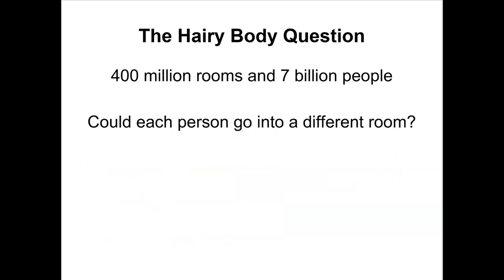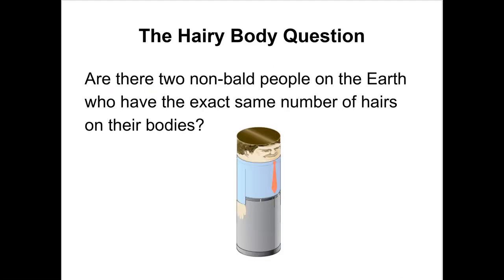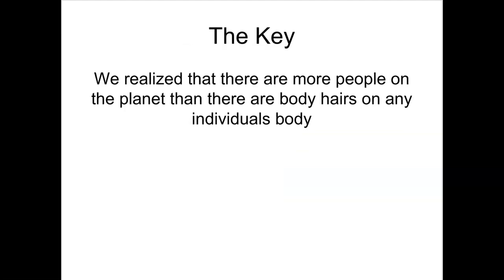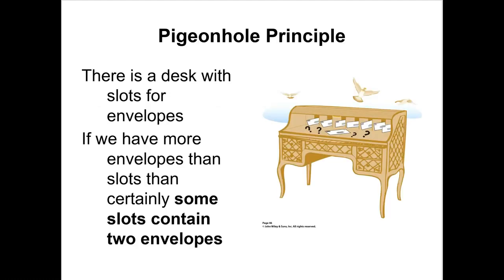So if we had 400 million rooms, you could think about it this way, and 7 billion people, could each person go to a different room? No, there would have to be overlap. There aren't enough rooms. And so we can say that, in fact, there must be at least two non-bald people on the earth who have the exact same number of body hairs. There's just not enough options. So how did we figure that out? We realized that there were more people on the planet than there are body hairs on any individual's body. And that is the pigeonhole principle.